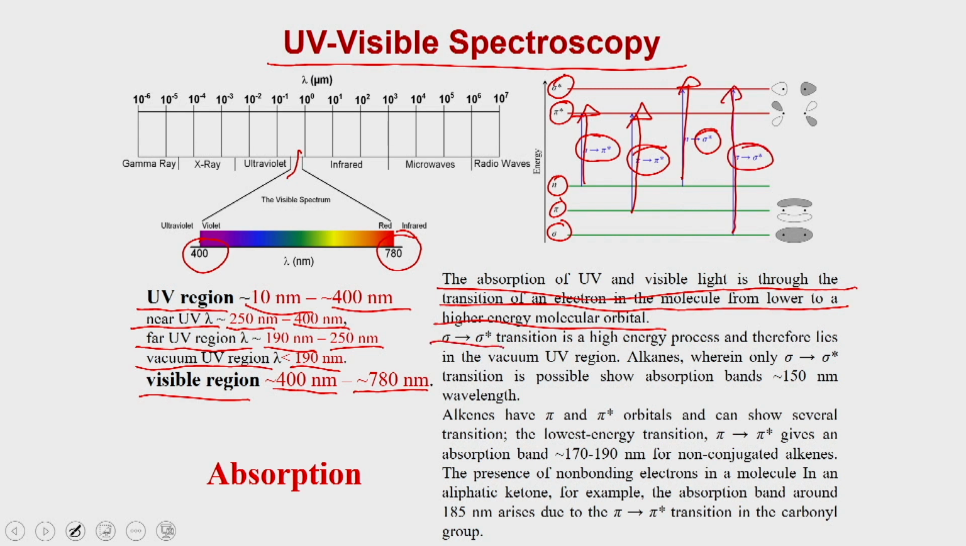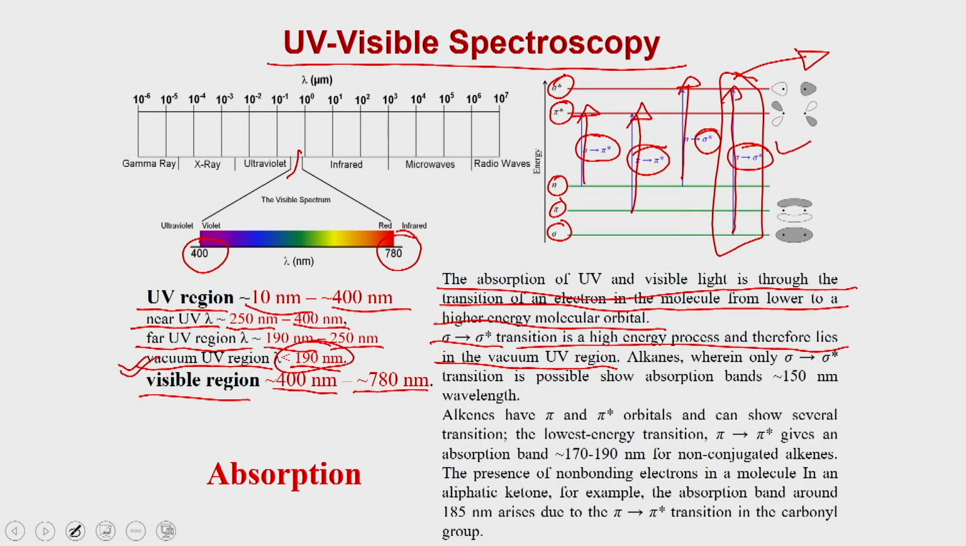So, the sigma to sigma star transition means this interaction is a high energy process and therefore lies in the vacuum UV range. This is the maximum transition possible, which means from the lowest energy it is going to the highest energy, and that is why this particular type of transition requires very high energy, which is within the vacuum UV range, because you can see that the wavelength is very low.